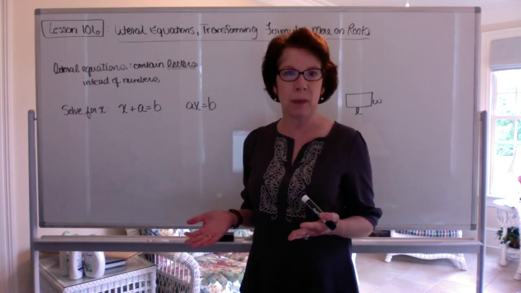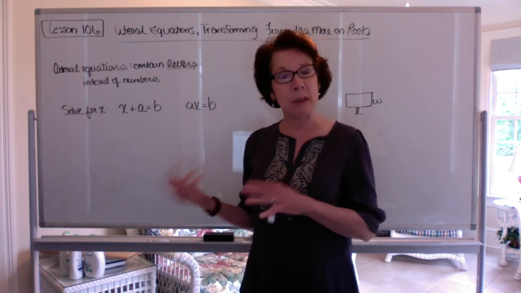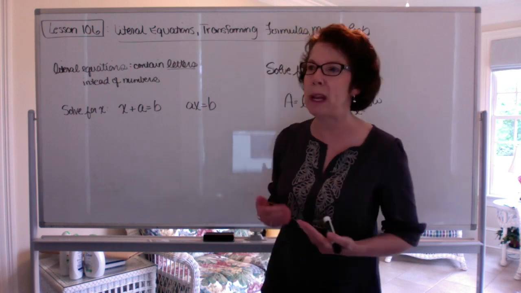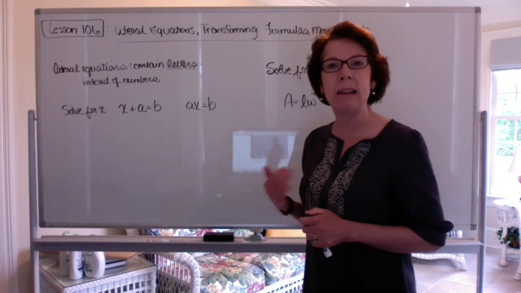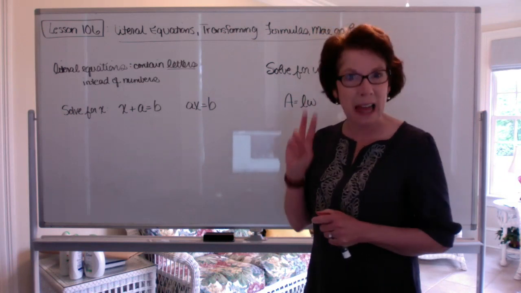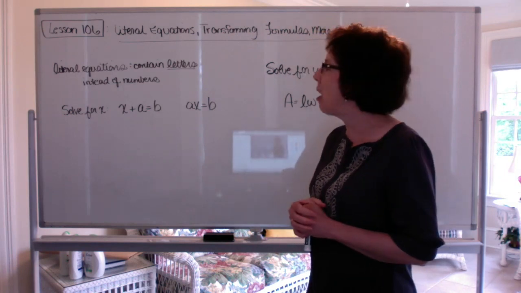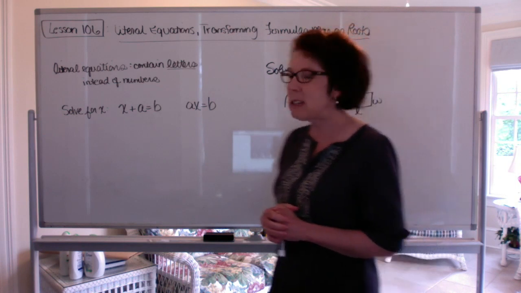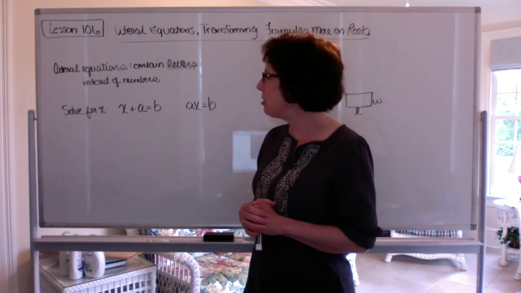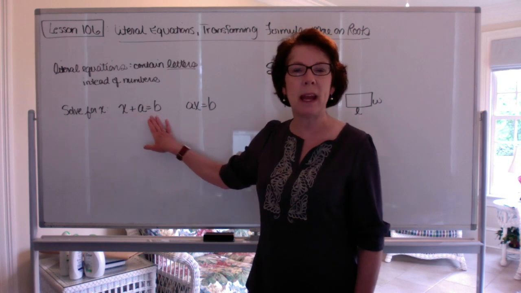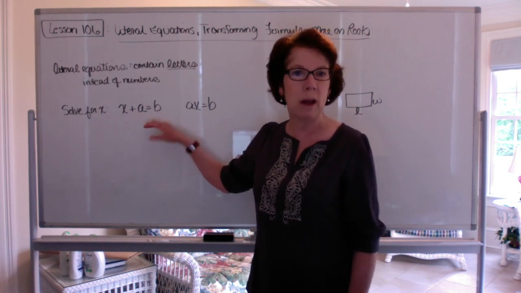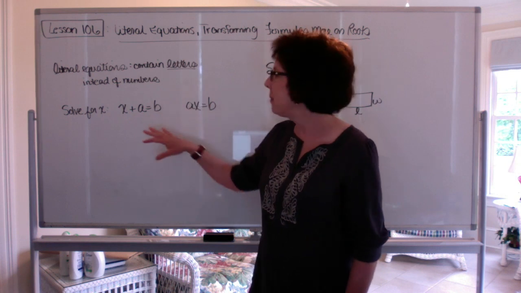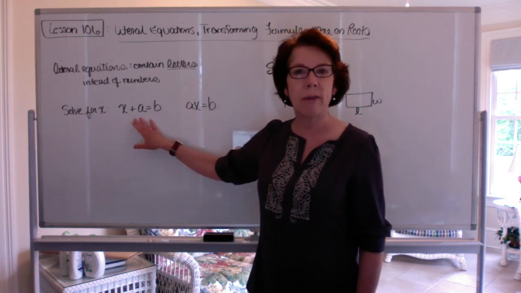So literature, we did that in English class, we're talking about reading books, and literal equations, like literature, involve letters instead of numbers. So let's go ahead and look at this first equation. X plus A equals B, not a number in sight. All variables, which is the mathematical term for a letter. So we're going to go ahead and solve for X.